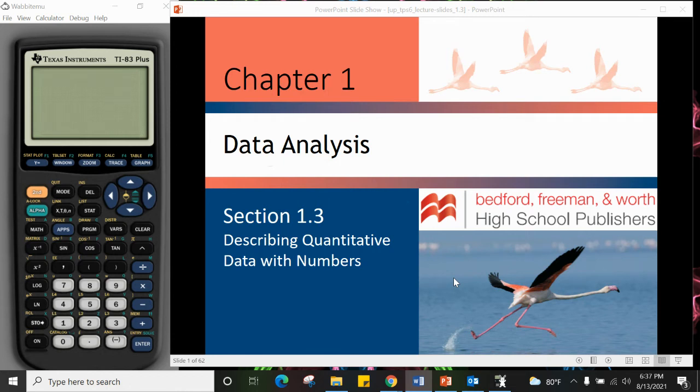All right, we are on the last section of chapter 1, section 1.3, describing quantitative data with numbers.